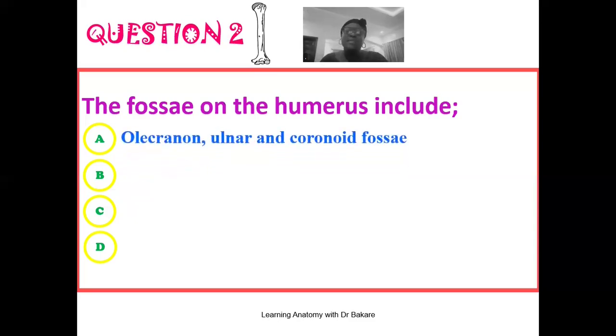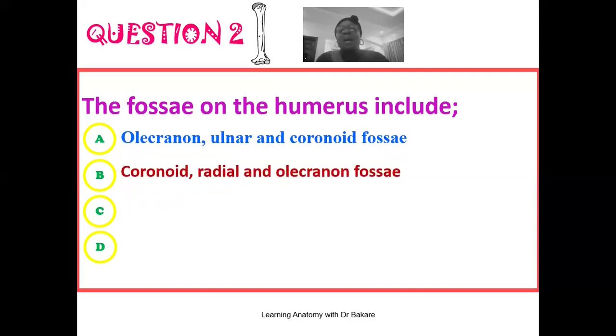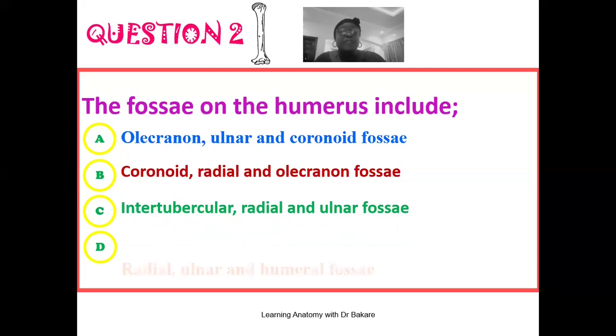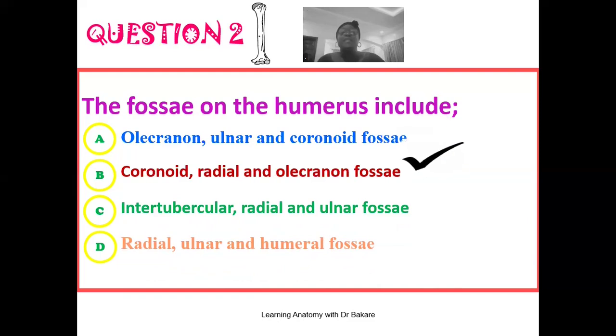The first option here reads olecranon, ulnar, or coronoid fossae. The second option here reads the coronoid, radial, and olecranon fossae. The third option here reads the intertubercular, the radial, and ulnar fossae, while the last option here reads the radial, ulnar, or humeral fossae.